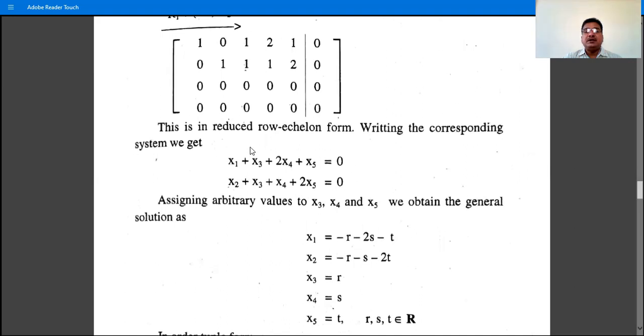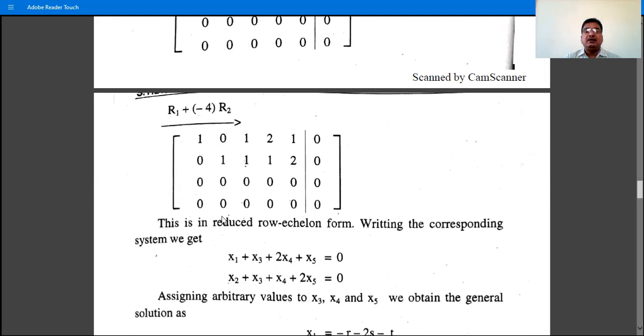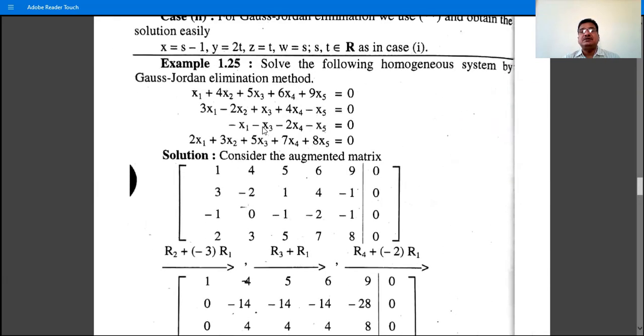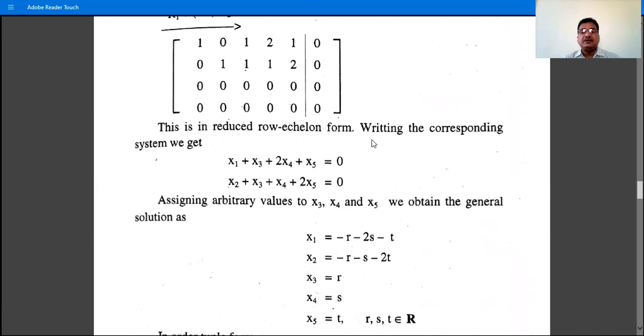If you observe here, the number of equations is 2 and the number of unknowns is 5. The rank of A is 2 and the rank of the augmented matrix is 2, which is strictly less than the number of variables, and therefore the system has infinitely many solutions.